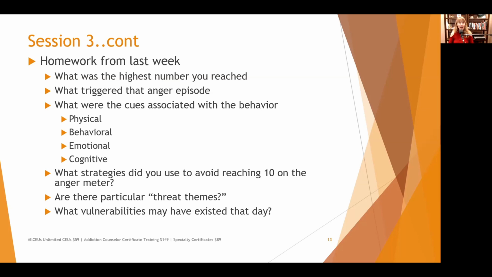And looking back over each day, if you had a day that was particularly good versus a day that was particularly bad, what was the difference in your vulnerabilities that day? What was different on the day that was really good, and what may have been existing that made you more vulnerable on the day that was bad?